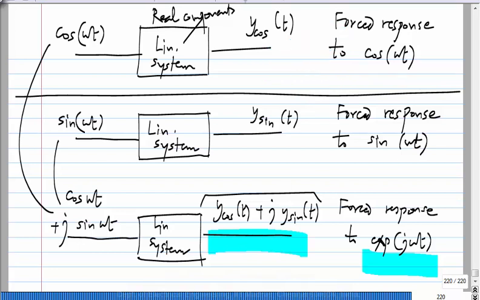So what I can do is compute the response to exponential j omega t and take the real part. Would this be easier than the other two or no? Definitely easier, right? Because in the first one, when you decompose it into two exponentials, you are doing the same thing twice. Why bother? You can just do it in one step.